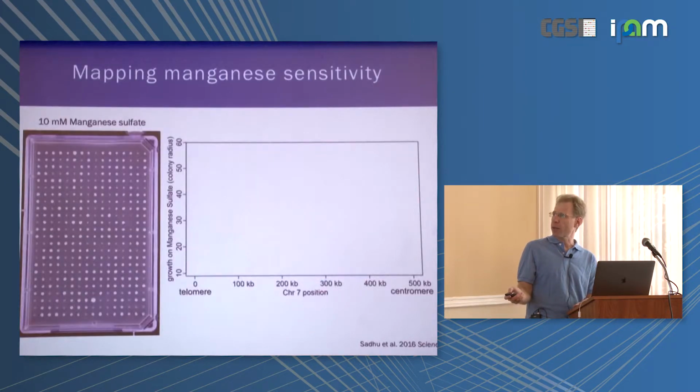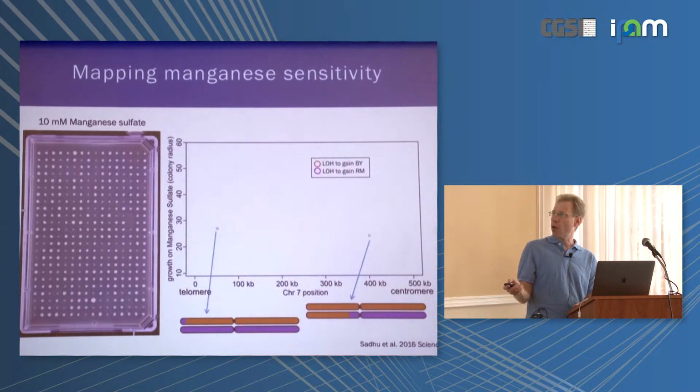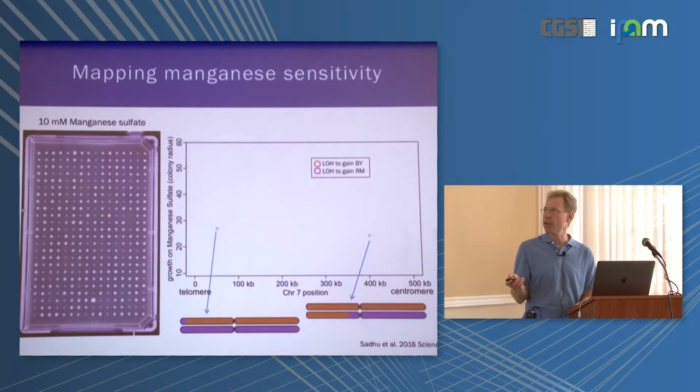I'm going to skip this. So we have as our model phenotype sensitivity to growth in the presence of manganese for these cells.